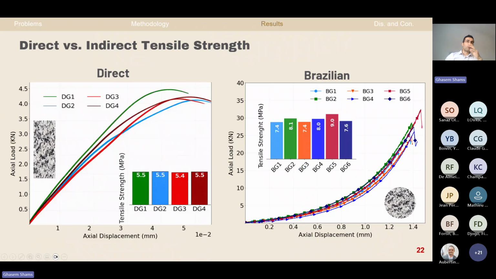Here is the result of 4 samples as an example for direct tensile test and 6 samples for Brazilian test. As you can see at first view, we have higher tensile strength as a bar chart in Brazilian test than direct tensile test. Here, just to help you understand a little better, BG is Brazilian granite, DG is direct granite.